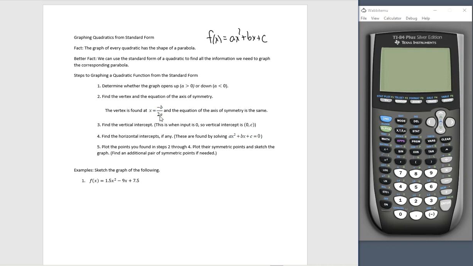So we'll determine if the graph opens up or down. We'll find the x-coordinate of the vertex, and this gives us the equation of the axis of symmetry. We'll then find the vertical intercept, and when we put in 0 for x, we end up with just c, so it's always the point (0, c). The horizontal or x-intercepts are found by solving our quadratic equation, using the quadratic formula, factoring, or any of the methods that we used before. And then we're going to plot all those points, and if we need more, we will.